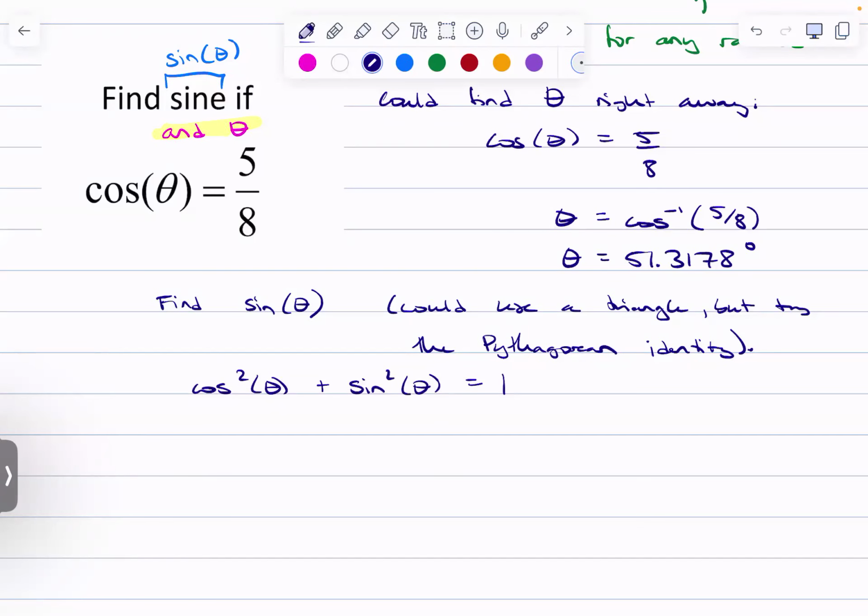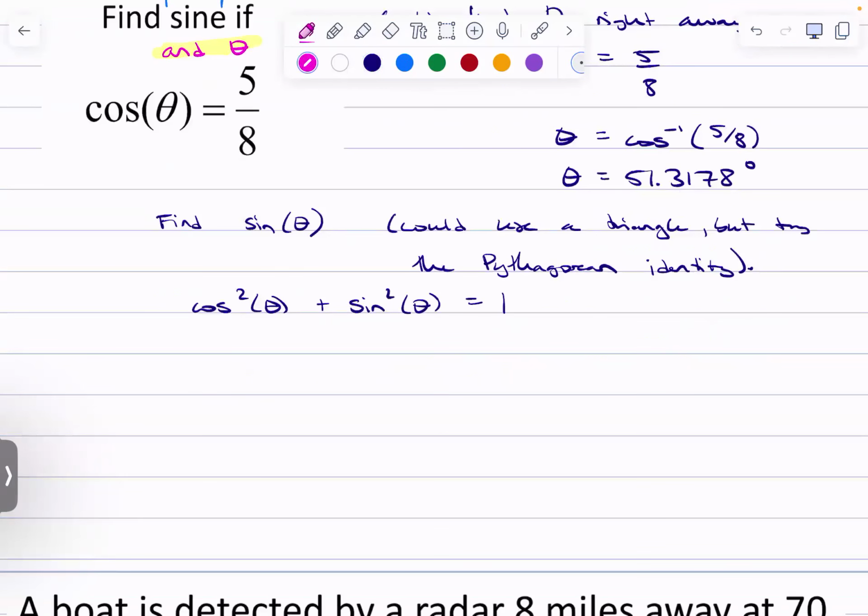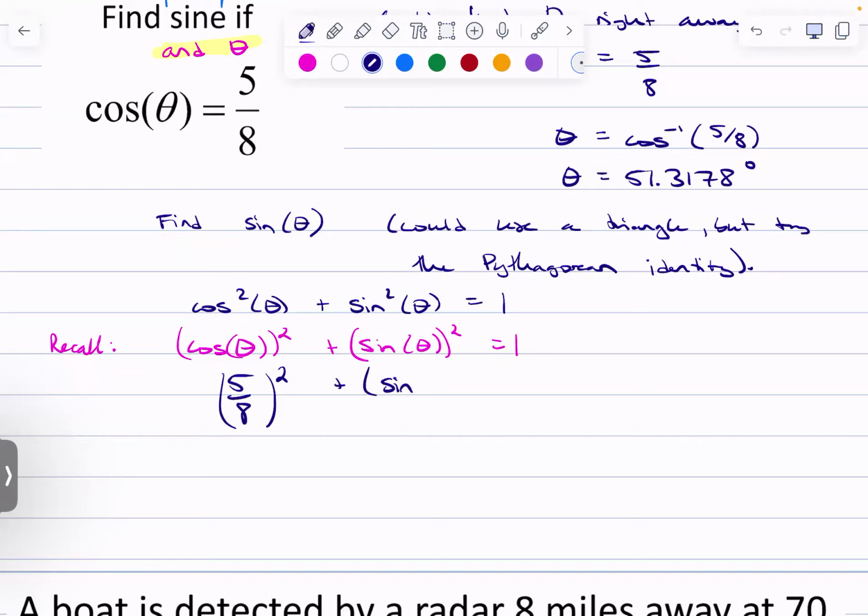Now I know the cosine of theta is 5/8, and recall, we can rewrite this as cosine theta all squared plus the sine of theta all squared is equal to 1. Those would be equivalent, right? Making it a little bit easier to see where you would substitute in your 5/8, which would be here. 5/8 squared plus the sine of theta squared is equal to 1.